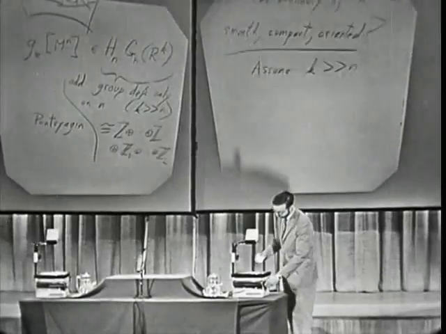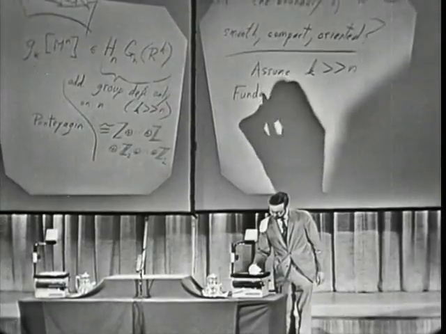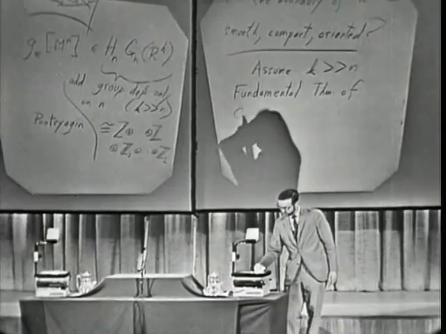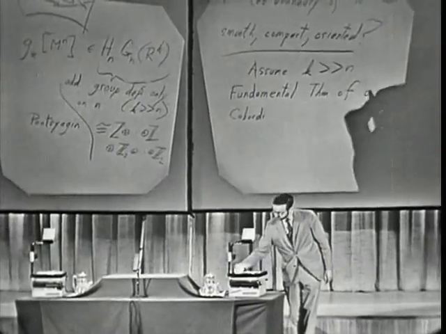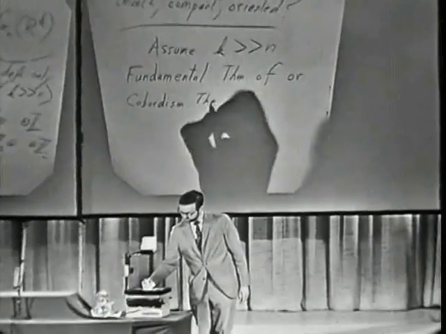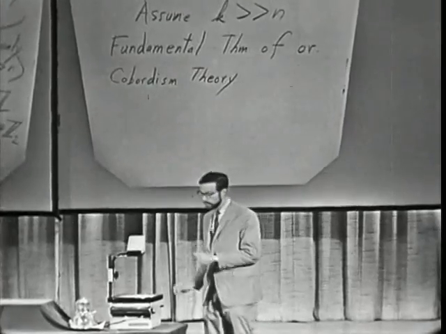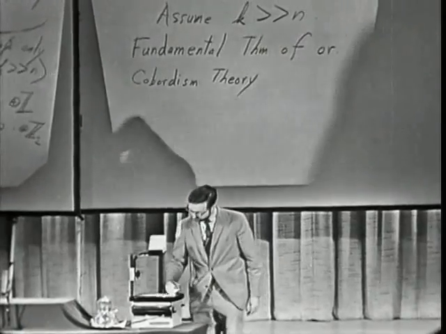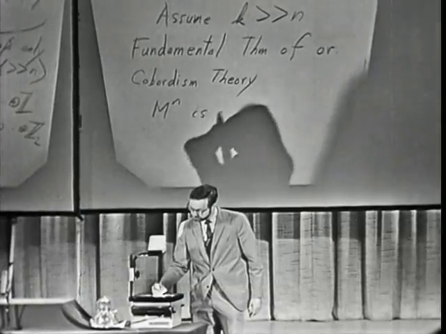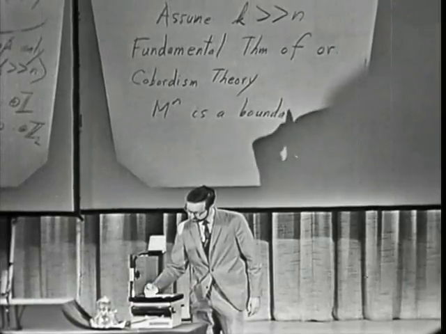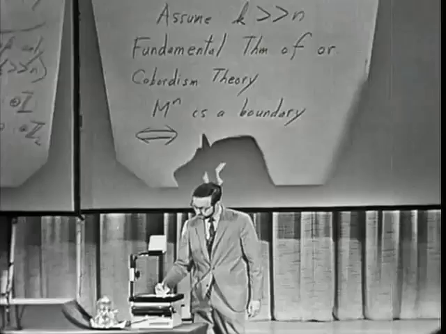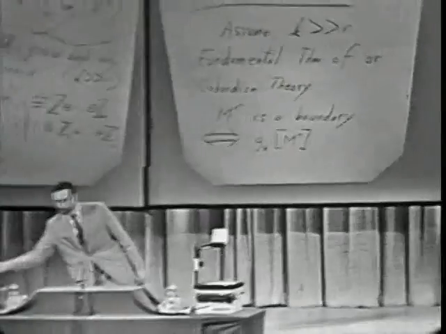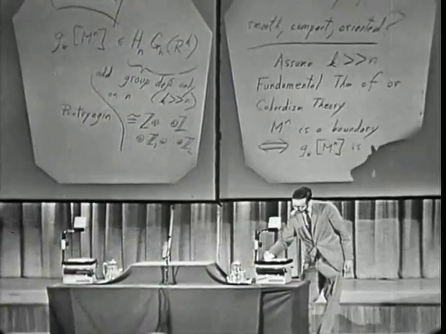And now the fundamental theorem of oriented cobordism theory says that such a manifold M is a boundary if and only if this invariant is 0. That is, Mn is a boundary if and only if this invariant, G star of the fundamental cycle, lying in this explicitly known group, is 0.